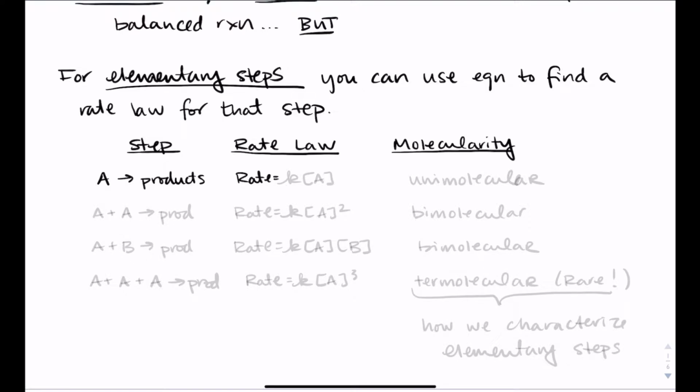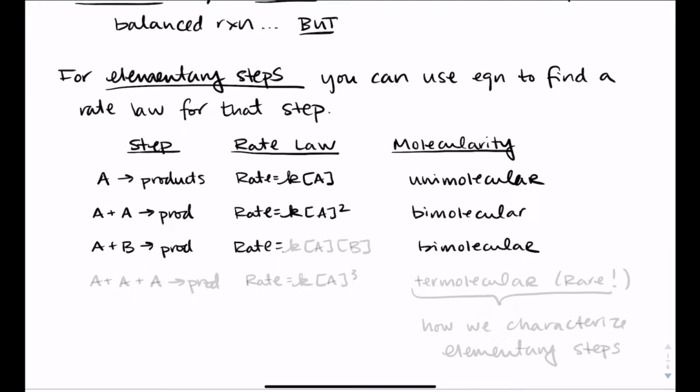So for the steps that we're likely to see, you could see a step where A just turns into products, and the rate law for this would be that the rate is equal to the rate constant times the concentration of A. So we're using the coefficients. It would just happen to be 1 here, and that's it. And we also classify these with a molecularity. So this is a unimolecular step, meaning one thing just decomposes into whatever the products are for that step. We could have A reacting with A to make products, and now there are 2 of the A's, so my rate is k[A] squared. This is a bimolecular step.